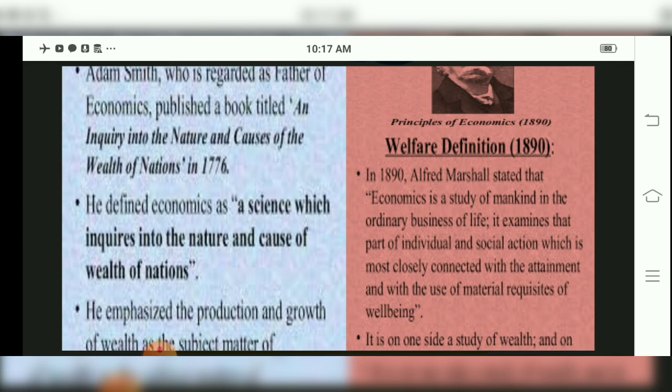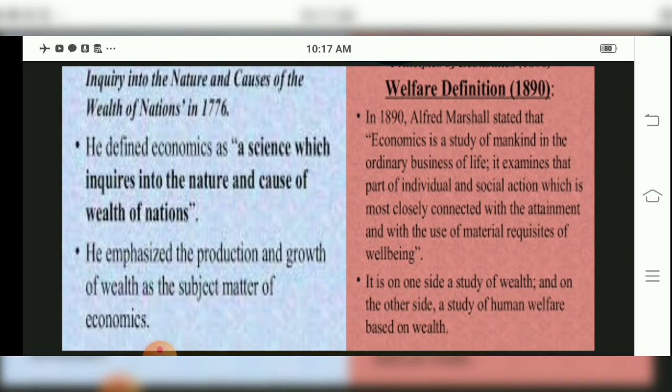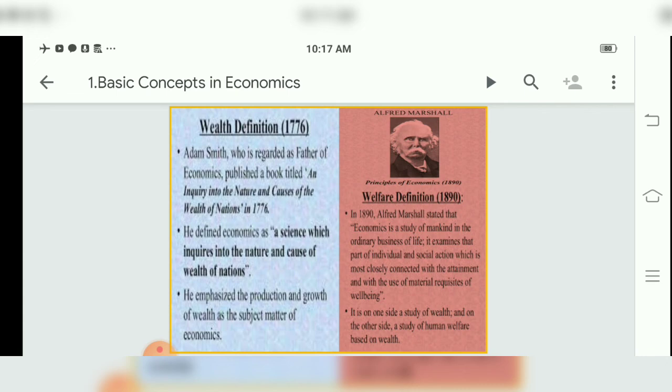And Professor Alfred Marshall, according to the welfare definition, has told that economics is a study of mankind in the ordinary business of life. It examines that part of individual and social action which is most closely connected with the attainment and with the use of material requisites of well-being. So Professor Alfred Marshall also told us that economics means a study of wealth, and on the other side we will also study human welfare based on wealth.